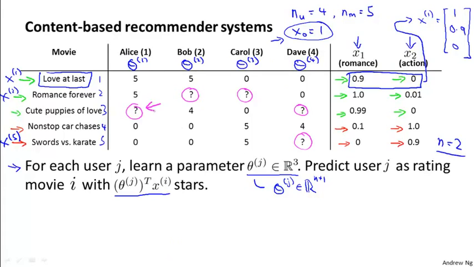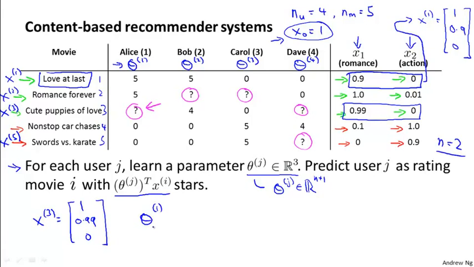So let's say we want to make a prediction for what Alice will think of the movie Cute Puppies of Love. Well, that movie is going to have some feature vector x^(3), where x^(3) is going to be equal to 1, which is my intercept term, and then 0.99, and then 0. And let's say for this example that we've somehow already gotten a parameter vector theta^(1) for Alice. We'll say later exactly how we come up with this parameter vector. But let's just say for now that some unspecified learning algorithm has learned the parameter vector theta^(1), and it is equal to 0, 5, 0.